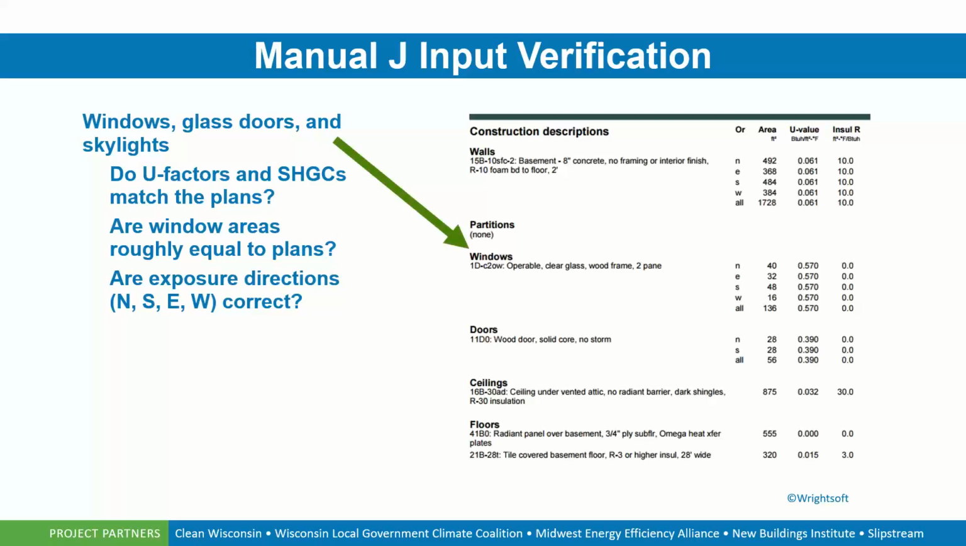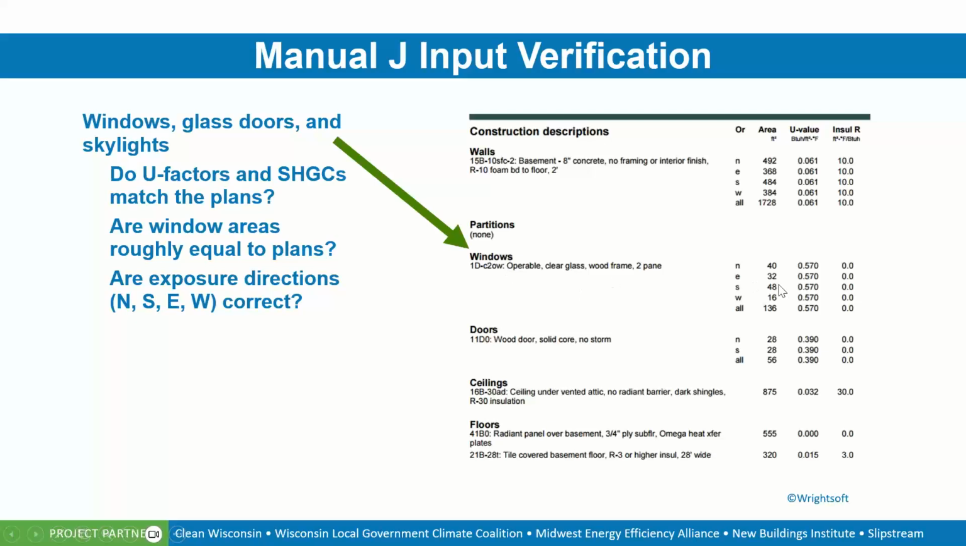Windows, glass doors, skylights are all entered in. This is an example of construction where we have walls, windows, doors, ceilings, floors, so forth, areas, the components themselves. So we'll have a square footage area of a room. So this is the basement layout of this space. So it gives us the orientation of walls, north, south, east, and west. Square footage of those, it calculates the insulation factor.